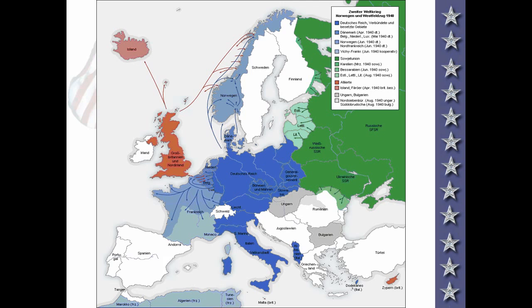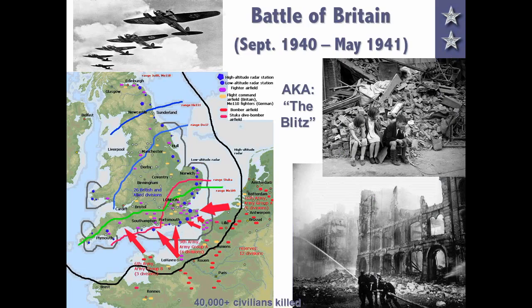You could try to invade by sea, or you could try to invade by air. Great Britain hasn't been successfully invaded by sea since 1066, when William the Conqueror took it. So air invasion is going to be the way that the Germans go. This is the Blitz, the Battle of Great Britain, where we see a tremendous amount of civilian bombing. Over 40,000 civilians killed, as the slide notes down there at the bottom.